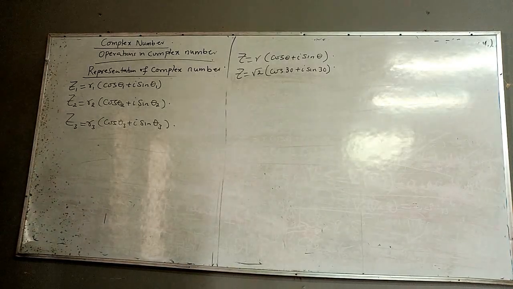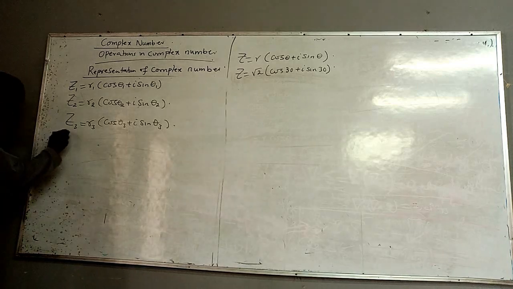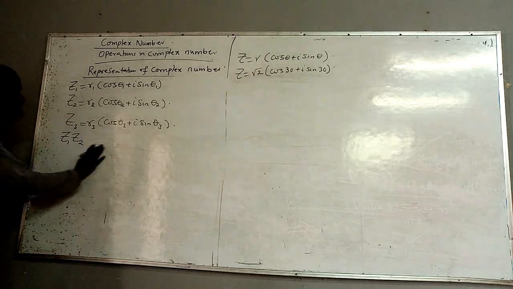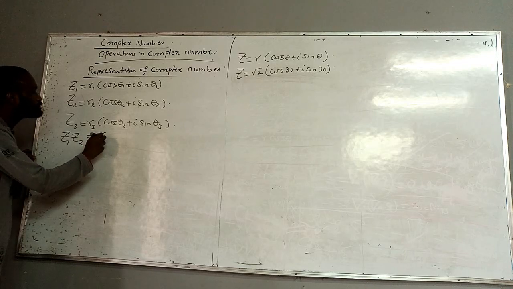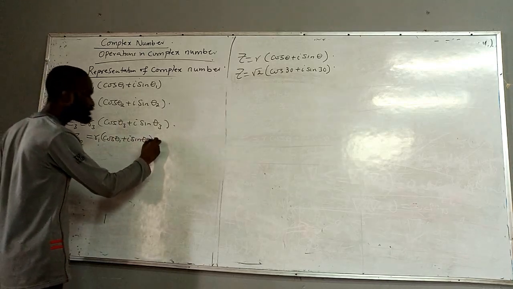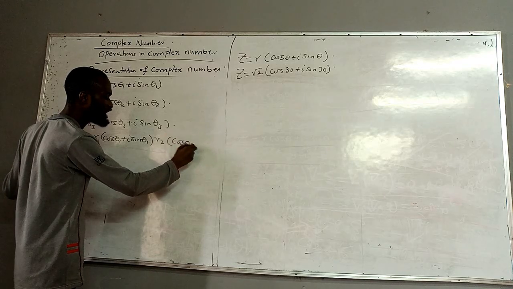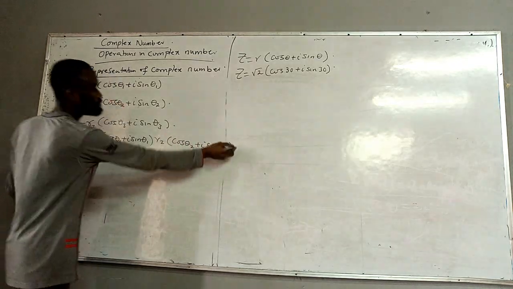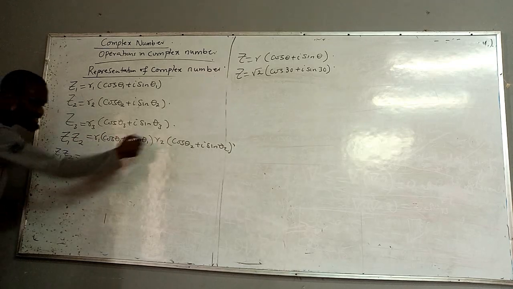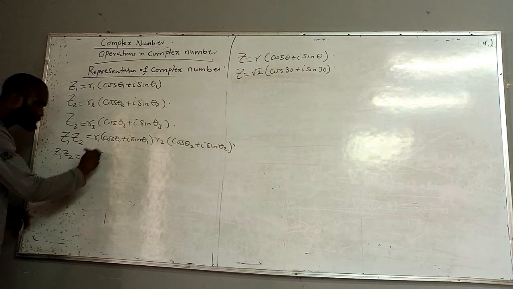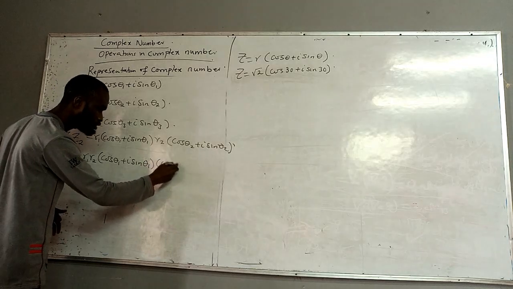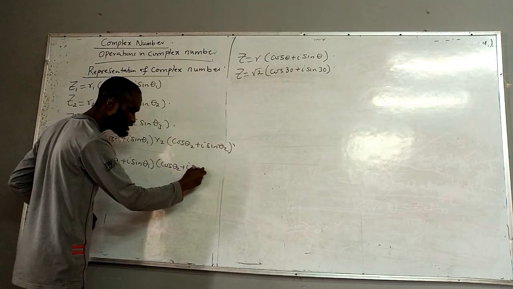Now we want to find the product of these. If I have z1 multiplied by z2, what am I going to get? z1 times z2 is r1 into cos theta 1 plus I sin theta 1, times r2 into cos theta 2 plus I sin theta 2. I want to multiply it. So r1 times r2 gives r1 r2, then I multiply cos theta 1 plus I sin theta 1 by cos theta 2 plus I sin theta 2.